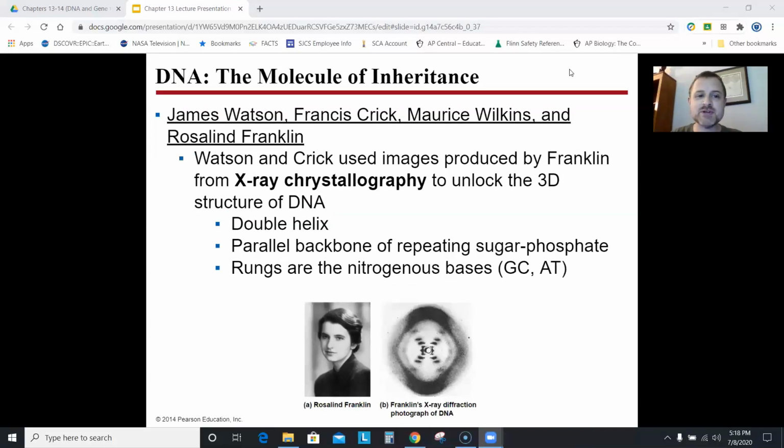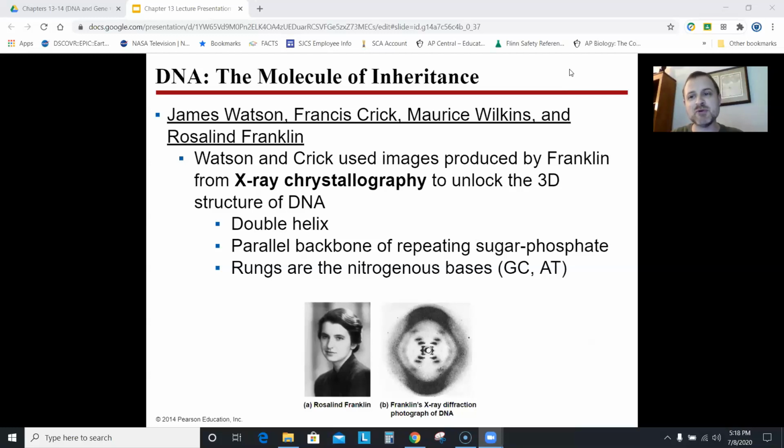So some quick backstory. James Watson and Francis Crick are working at Cambridge University, which is in England, in a lab called the Cavendish Lab. Maurice Wilkins and Rosalind Franklin are working at nearby King's College, which is also in Cambridge. James Watson was American. Francis Crick and Maurice Wilkins were British. Rosalind Franklin was also British.